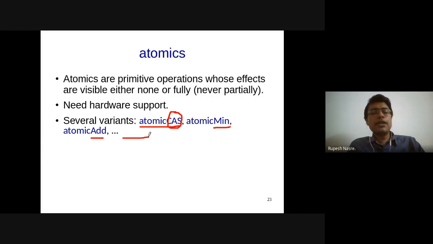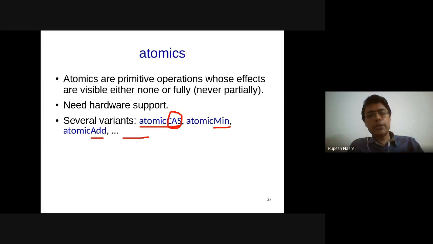Atomic min means that you check, given a shared memory location and a passed value, which of these is the minimum, and set the shared memory location to the minimum of these two values. So if it is already the minimum, leave it as it is. If it is not, then you replace the shared memory location with the smaller value which is provided. This complete operation is done in an atomic manner.